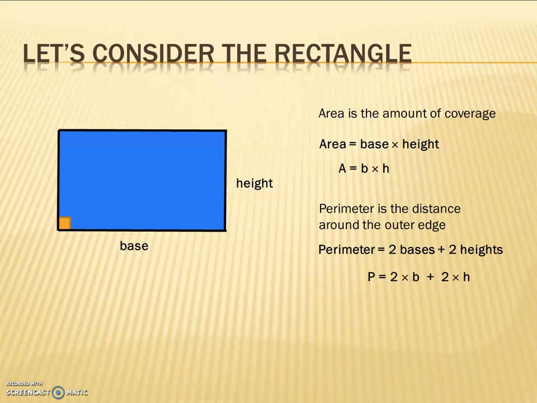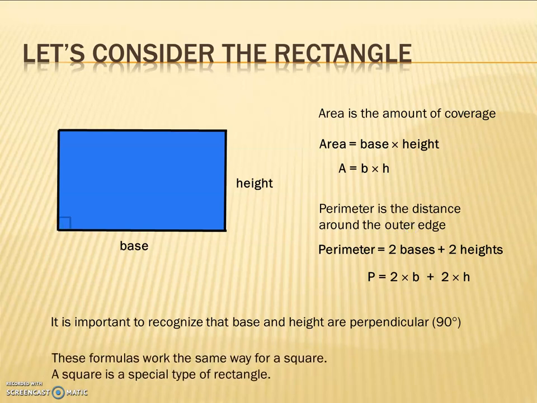There are a few other ways of putting this formula. Sometimes you can go base plus height plus base plus height, or you could even go base plus height and then double it. As I said, you have to remember that the base and height must meet at a 90-degree corner. They're perpendicular.